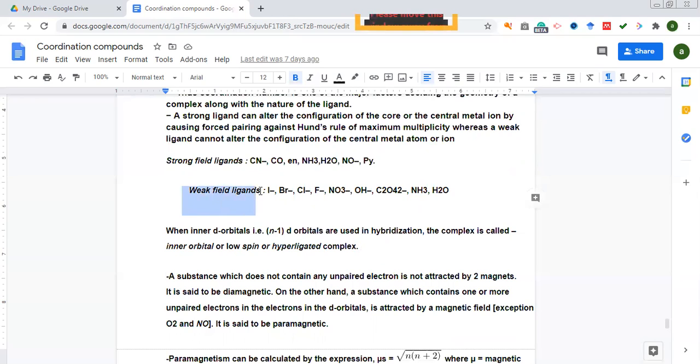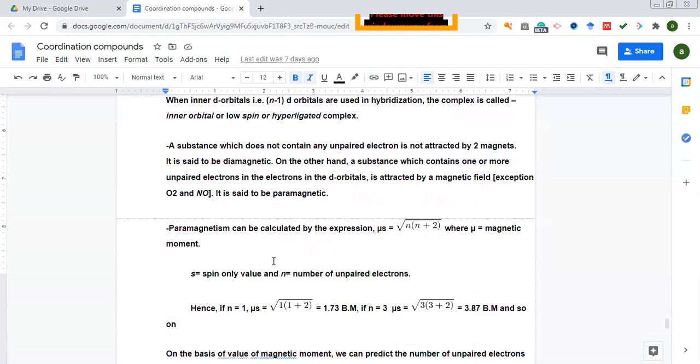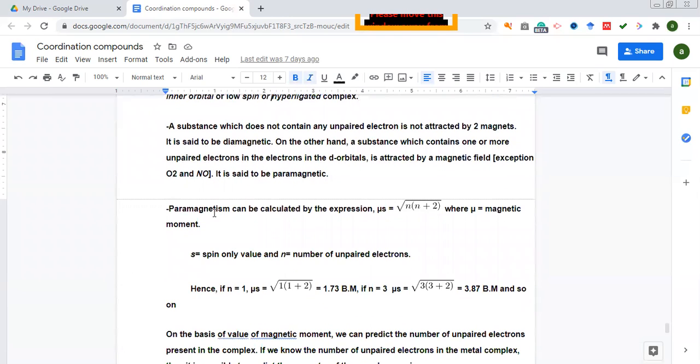So weak field ligands form outer hybridized complexes, whereas strong field ligands promote inner hybridization, which accompanies what? Low spin. Okay, next. One more importance of this is that, as I just told you, we can predict the magnetism of a given complex compound. Actually, there are five types of magnetism in nature, but broadly we classify metals on the basis of magnetism into three categories.